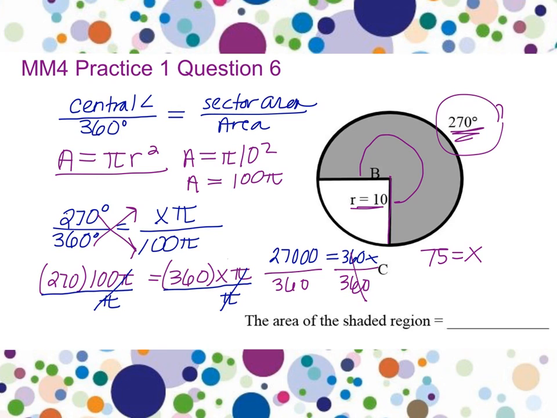Sorry, I know I'm writing all over the screen. So our area is not 75, but it's 75 pi, because we said that if we were finding x over here, our sector area is really x times pi. So this is 75 pi. That's a big difference between 75 and 75 pi.